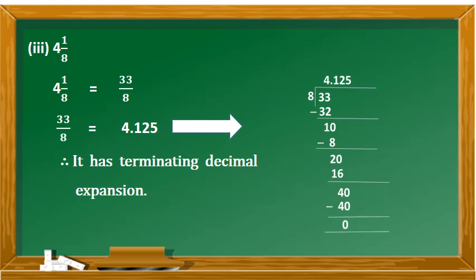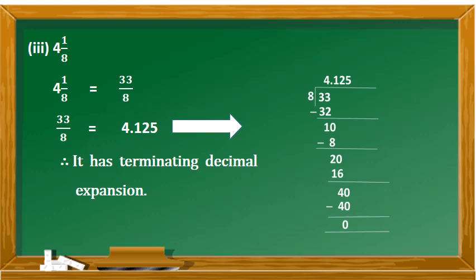Add 0 to 2 such that it becomes 20. 8 divides 20 2 times and 20 minus 16 gives the remainder as 4. Add again 0 to 4 such that it becomes 40. 8 divides 40 5 times, that is 8 5s are 40. 40 minus 40 gives the remainder as 0.